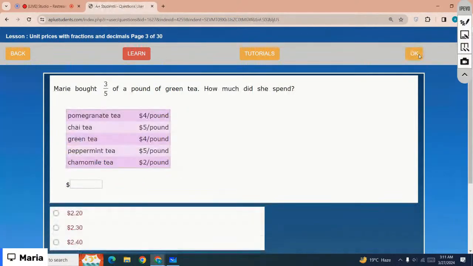Mary bought 3/5 of a pound of green tea. How much did she spend? So, which is the correct option? The price of 1 kg of green tea is $4. So, which is the correct option?